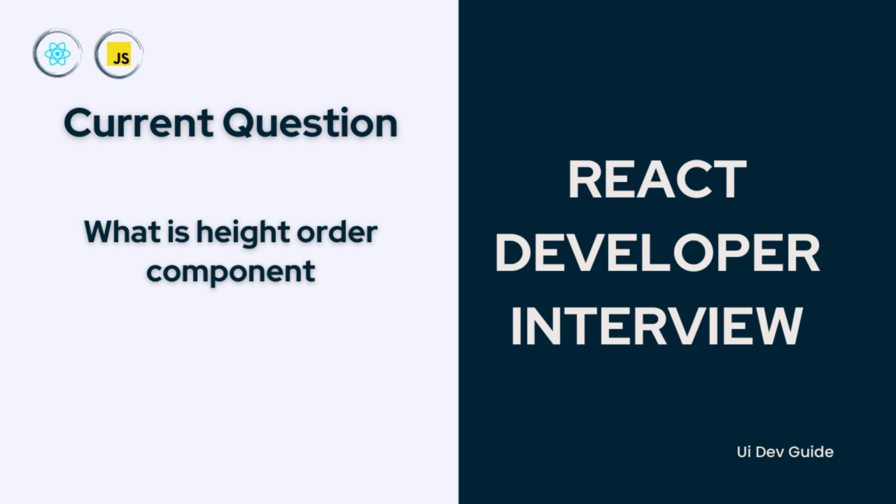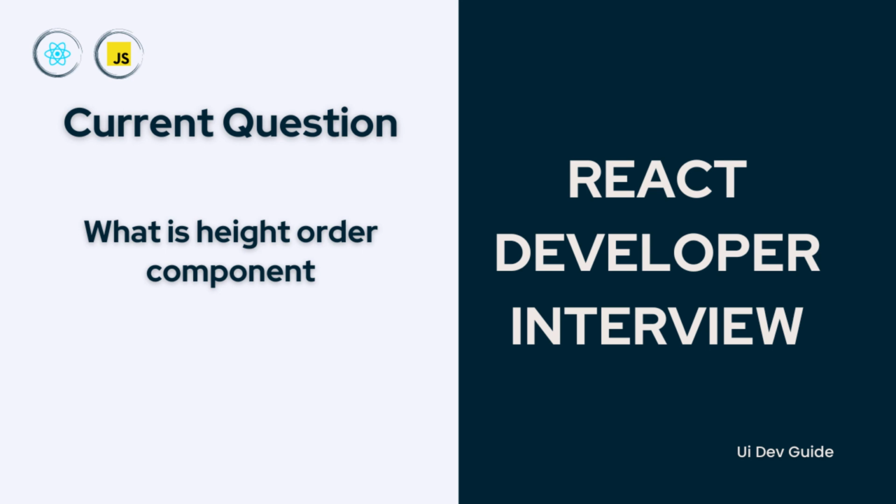A higher order component is basically a normal component which we create for reusability of the code. The only difference is that it takes a component as an input and will give a new component as an output rather than any element, just like a normal component. So it will not change the input component or make any alteration to it. Sorry, it will create a new component.